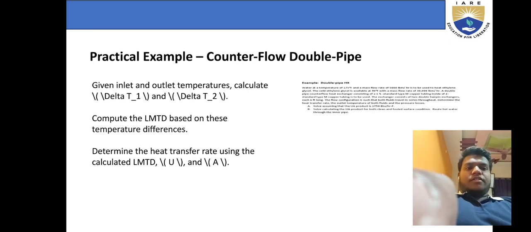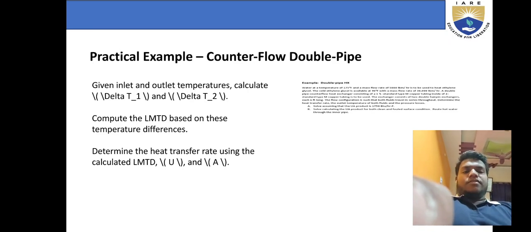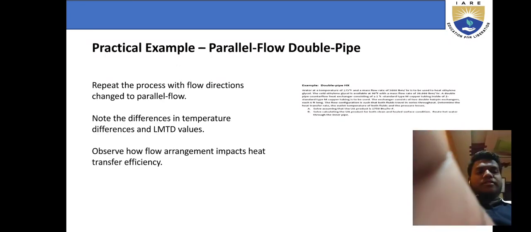Practical example: counterflow double pipe heat exchanger. Given inlet and outlet temperatures, calculate delta T1 and delta T2. Compute the LMTD based on these temperature differences, and determine the heat transfer rate using the calculated LMTD.